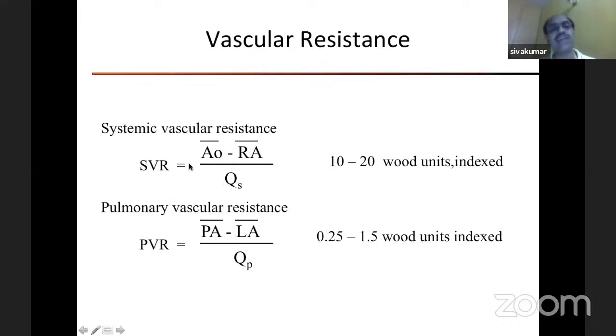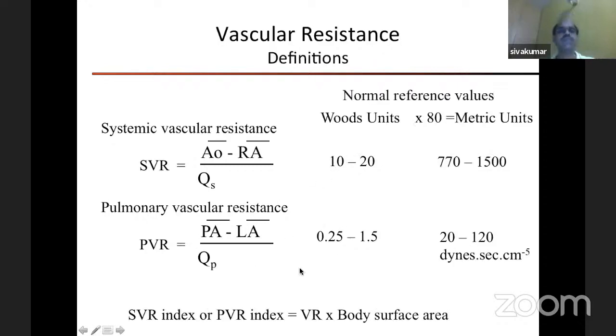Vascular resistance: systemic vascular resistance is calculated by aortic mean pressure minus RA mean pressure, divided by systemic blood flow. On average, it is between 10 to 20 Wood units indexed. Pulmonary vascular resistance is PA mean pressure minus LA mean pressure or PV mean pressure, divided by QP. On average, it is about 1 Wood unit. The average ratio between PVR to SVR is roughly 0.1 or 10%. So systemic vascular resistance is commonly 10 to 20. Pulmonary vascular resistance is up to a maximum of 2.